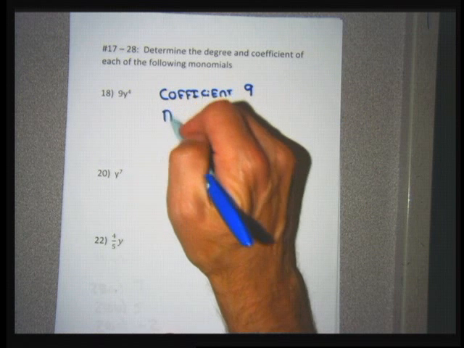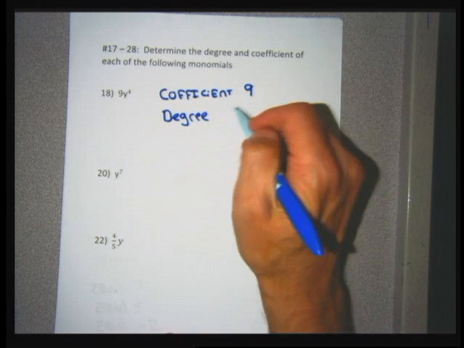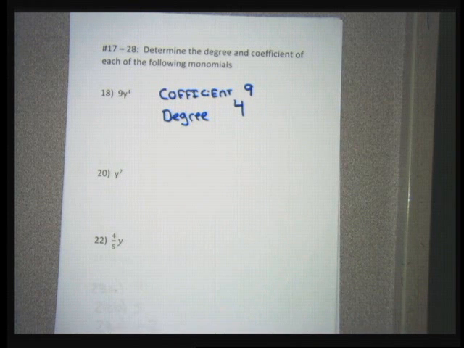The degree, when there's just one letter, is just the exponent itself without the letter. When there's more than one letter, for the degree, you have to add up all the exponents of each of the letters. And in a second, we'll get to a problem that has more than one letter, and I'll better explain how to find the degree when there's more than one letter.